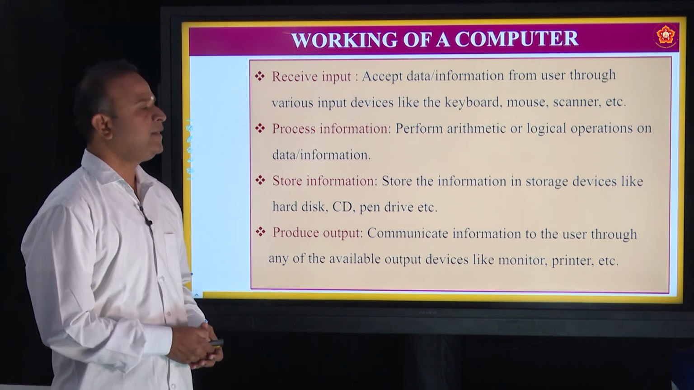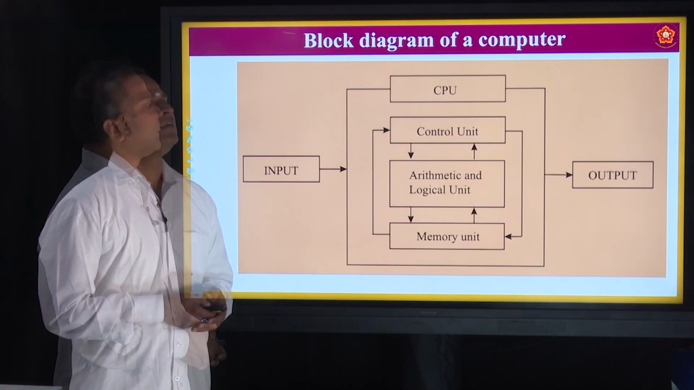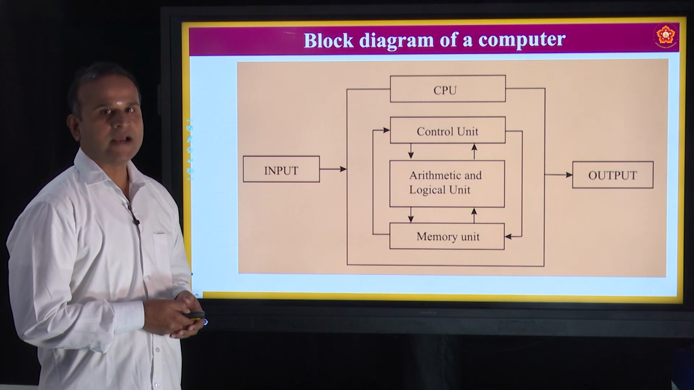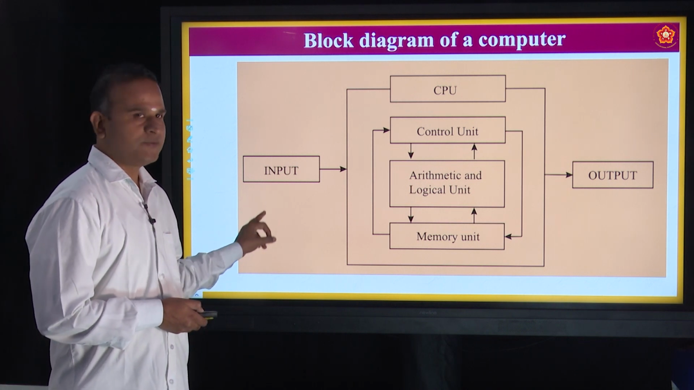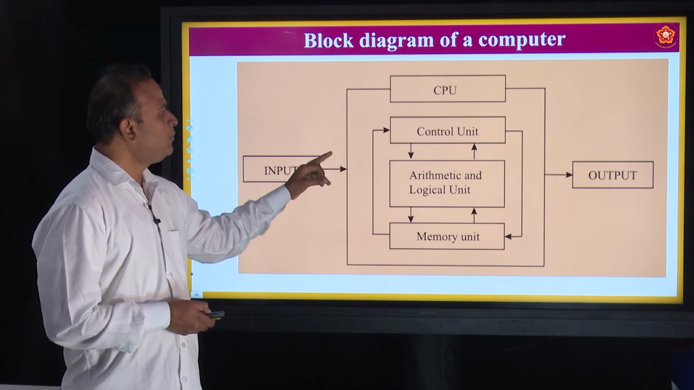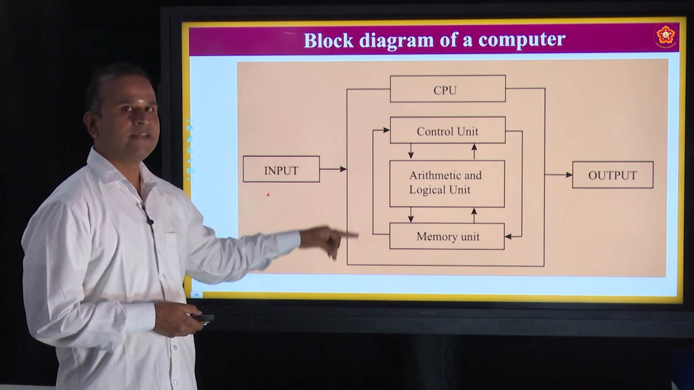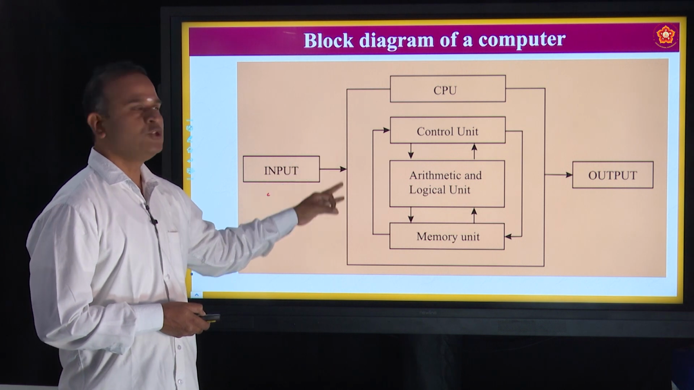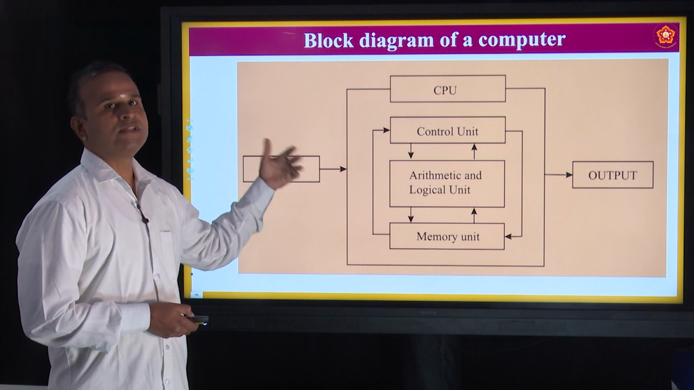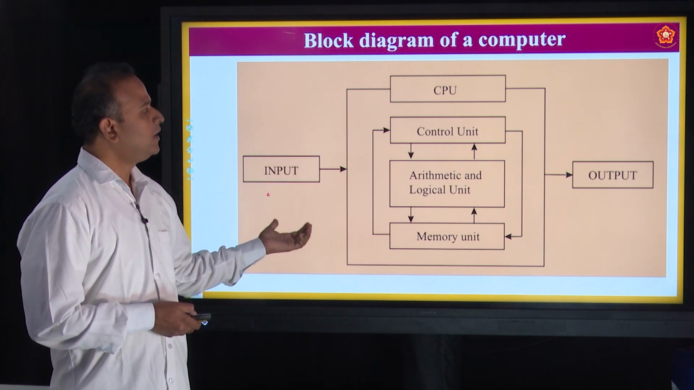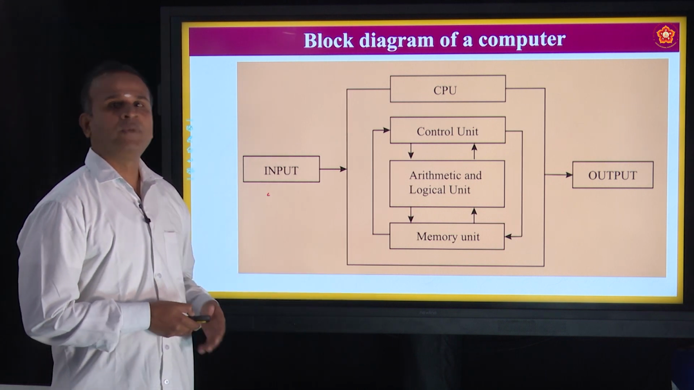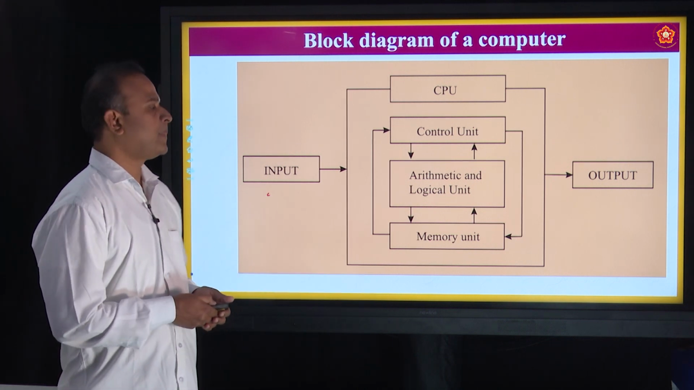Moving on to the next slide, we will see a typical diagram of a computer. As you see in the diagram, the computer first receives an input and it is sent to the CPU. The CPU then processes with its various components such as control unit, arithmetic logic unit, memory unit. Once the information has been processed, the output is sent to the output devices such as your printers, monitors, etc.